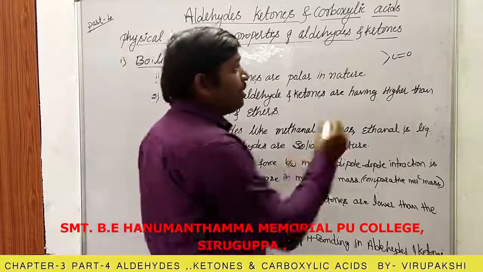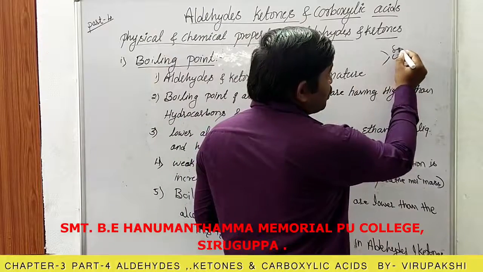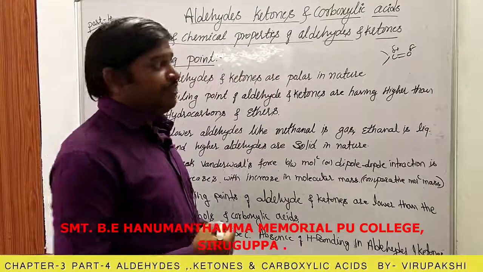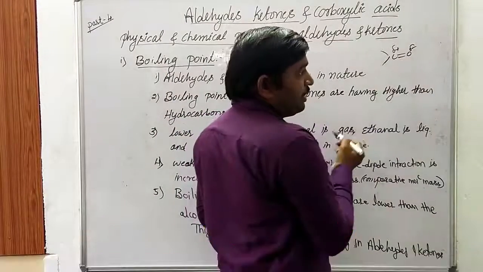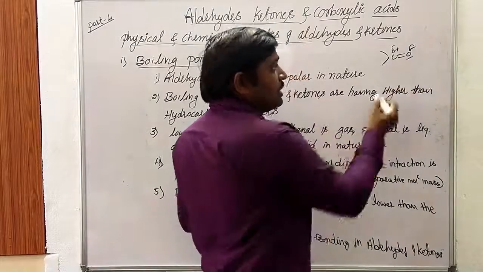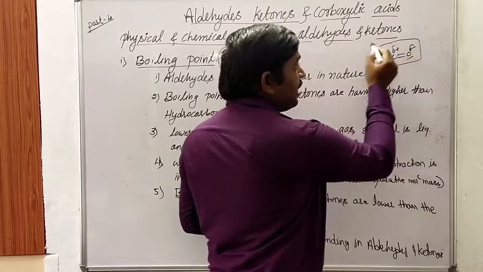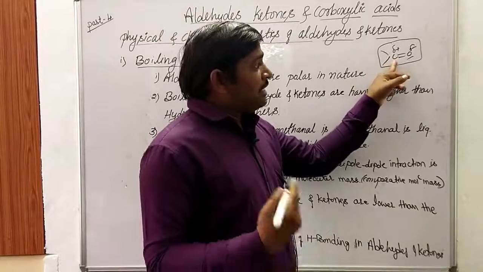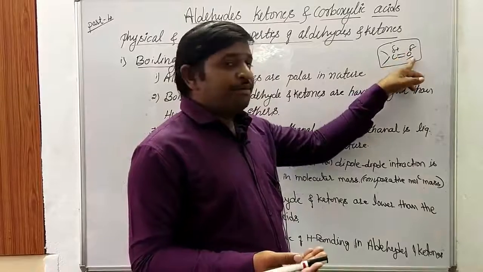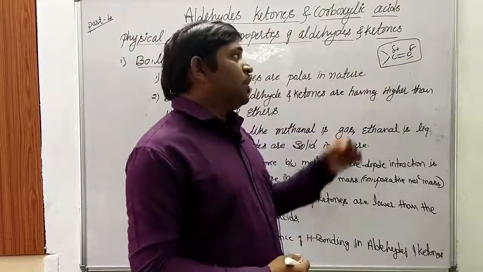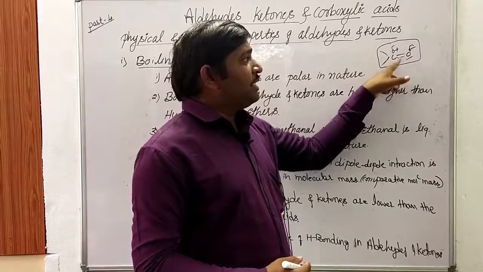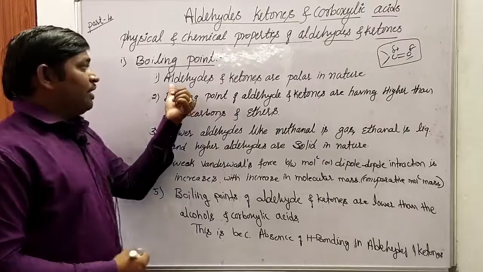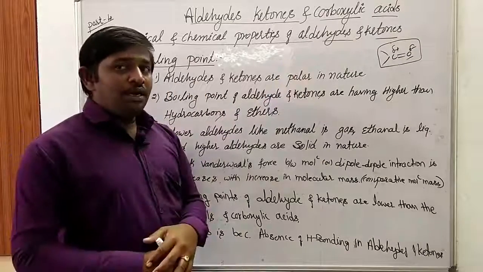This carbonyl group is highly polar: the carbon atom is partially positive and the oxygen atom is partially negative. That's why the carbonyl group is highly polar in nature. It can be highly attracted by nucleophiles, and the oxygen atom is attracted by electrophiles. For that reason, the carbonyl group always exists in a polar form. That's why aldehydes and ketones are polar in nature.